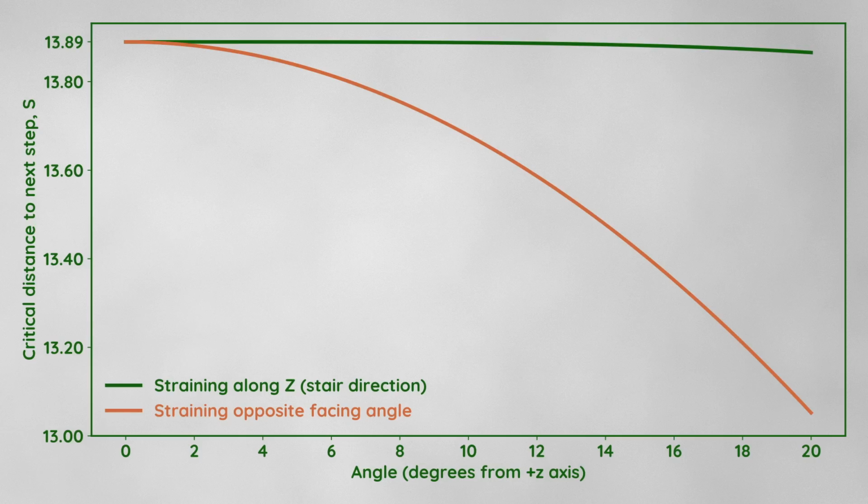This is how that value changes as we increase the BLJ angle, for both straining strategies. It's clear that since the critical distance decreases, BLJing at an angle does not help us get a successful clip. However, it's remarkable just how tolerant the trick is to our angle. Straining along the stair direction is definitely the better choice, and a pretty huge angle of 20 degrees doesn't really affect the critical distance at all.